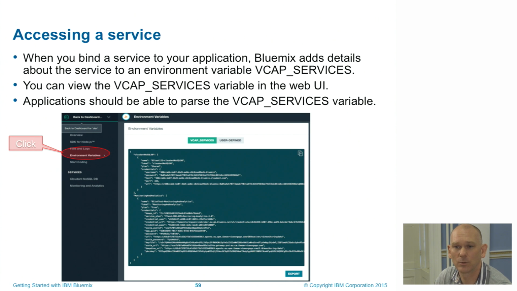That environment variable will hold a JSON document. So to understand what services are bound to my application and get things like the credentials to access that service, I need to parse out the JSON that's in that VCAP_SERVICES environment variable. From the Bluemix user interface, you can actually see the content of that environment variable by opening up an application and then switching to the environment variables tab as shown on the slide.